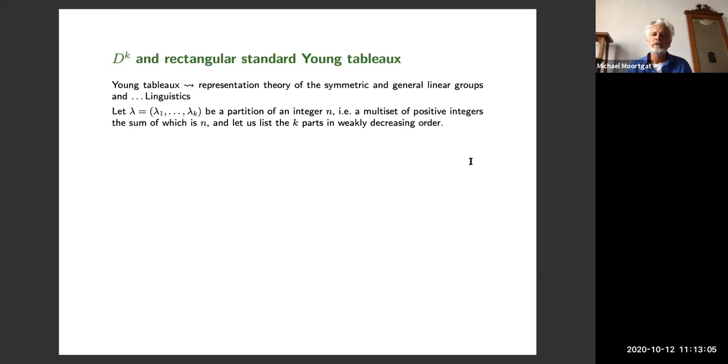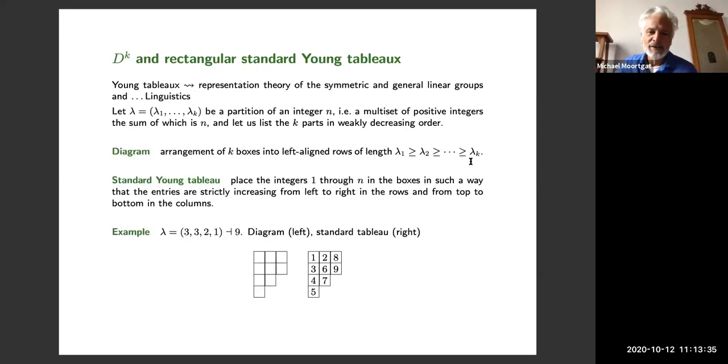So remember that a Young tableau starts from a partition of an integer n. That would be a multiset of positive integers which sum up to n. And what we do is we list the k parts of such a partition in a weakly decreasing order. Little warning here, this is the Anglo-Saxon way of doing it. The French, of course, have a different way and they do it in a weakly increasing order. But we follow the Anglo-Saxon practice. So a Young tableau is then just an arrangement of k boxes into a left-aligned row.